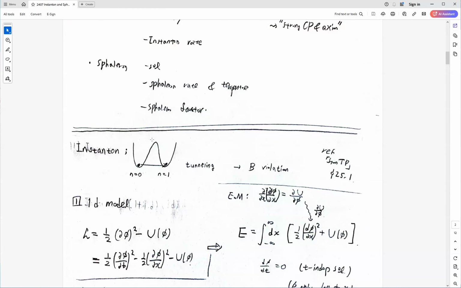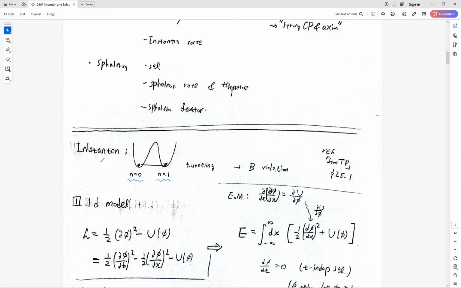The instanton is a specific classical solution of the given system. There is such a form of potential with two degenerate vacua, and we can assign the index n to each vacuum, equal to 0 and equal to 1. And the instanton is a tunneling solution between such degenerate vacua.